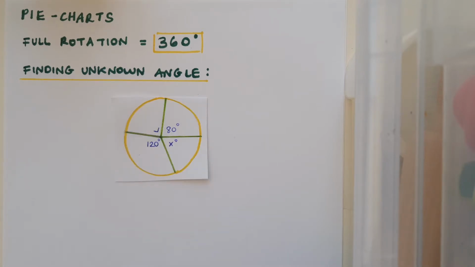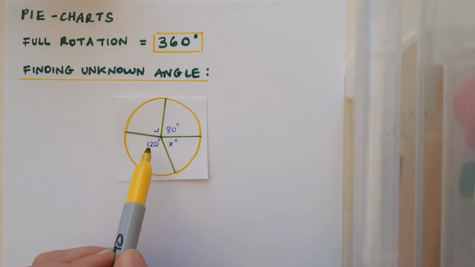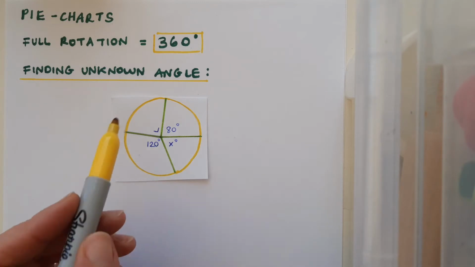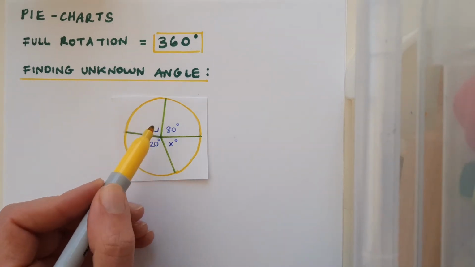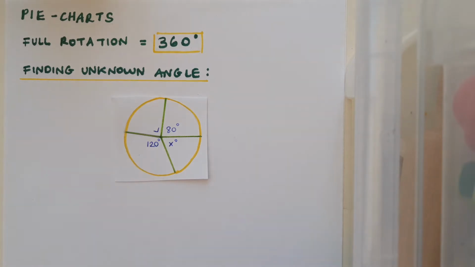The simplest thing we might be asked to do with a pie chart is to find an unknown angle. So here, for example, we have a pie chart with 4 different sections, and I'm told the angles in 3 of those. So I've got 80 degrees, 120 degrees. Here I haven't got a value, but you should know at this stage that that symbol represents 90 degrees. So the only one that I don't know is the X, and that's what I want to calculate.